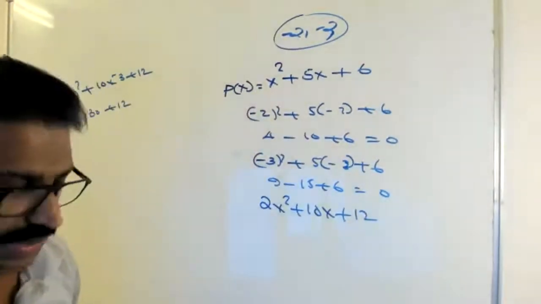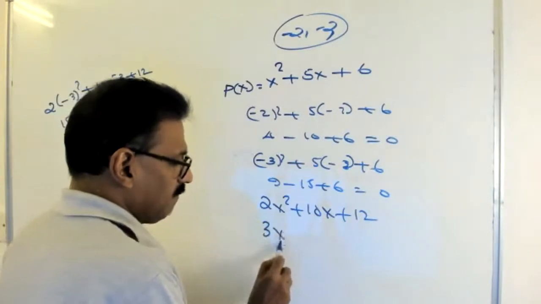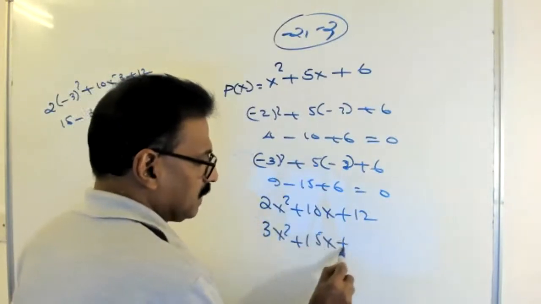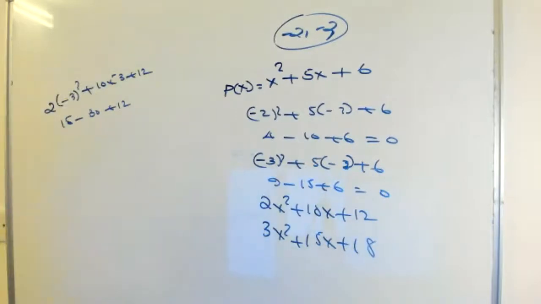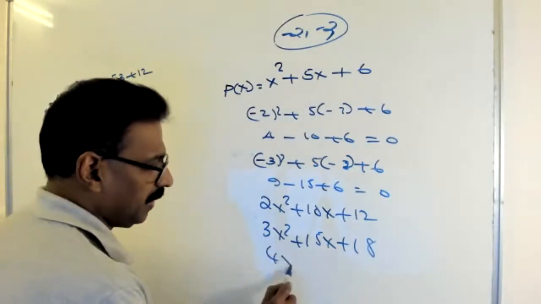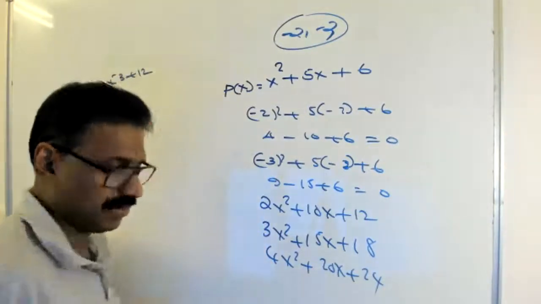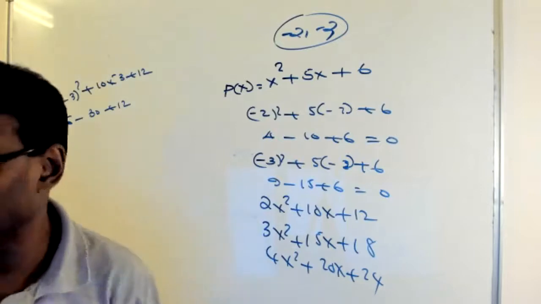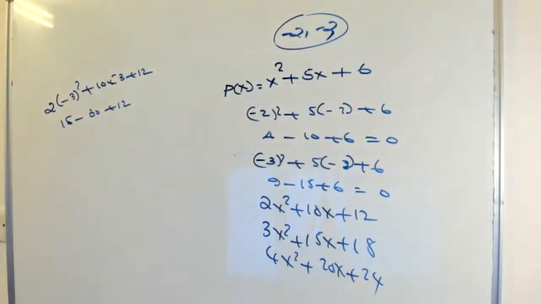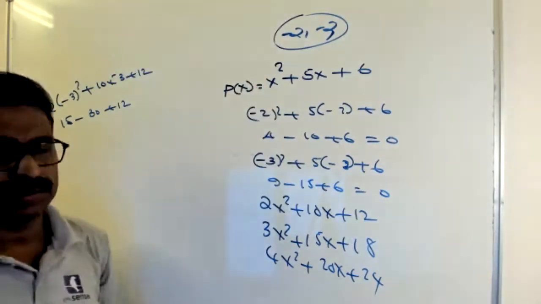I'll give you another polynomial. Everyone, check another polynomial: 3x square plus 15x plus 18. Can you check whether this is correct or not? And 4x square plus 20x plus 24. Check this out. Everyone, just rough work, not in your fair book. Just check whether minus 2 and minus 3 are zeros or not.